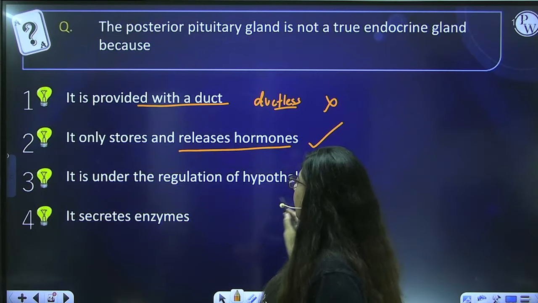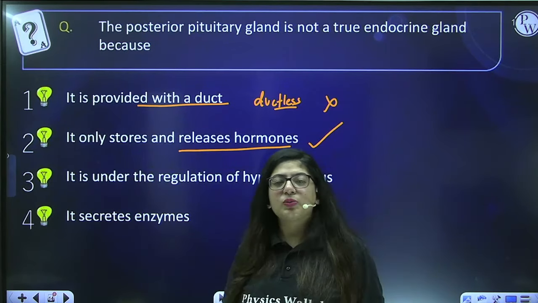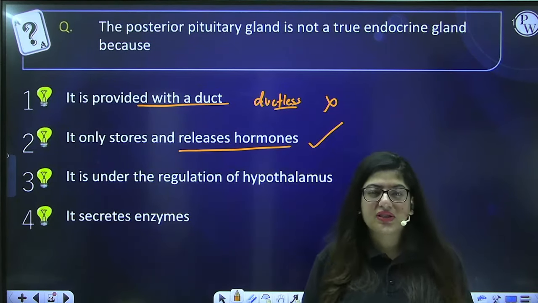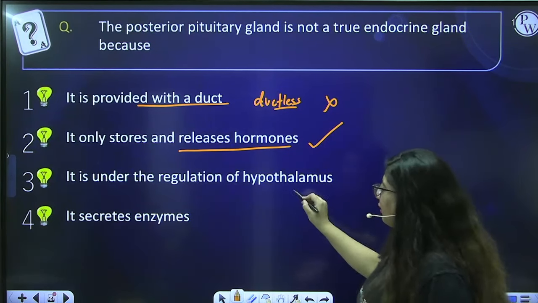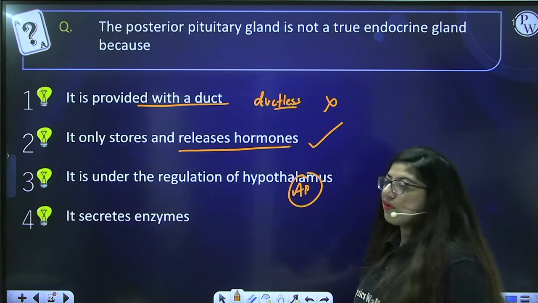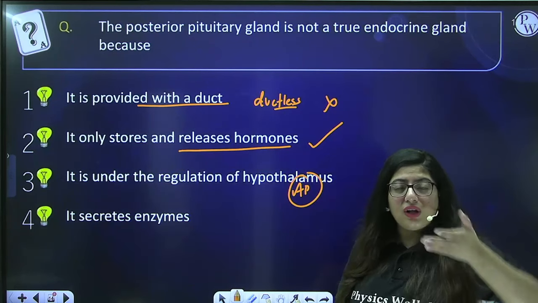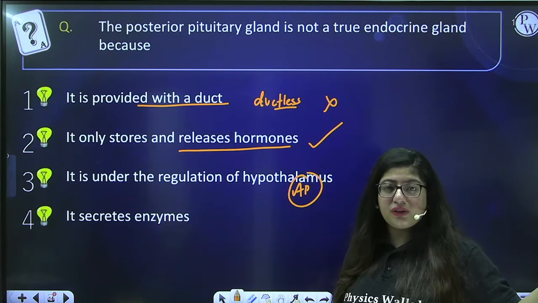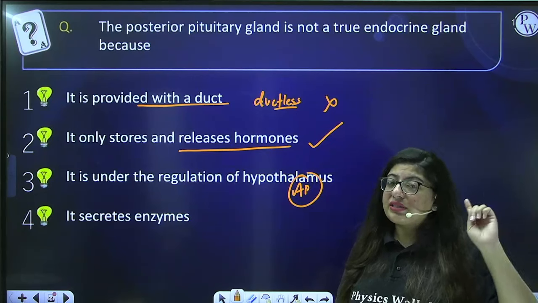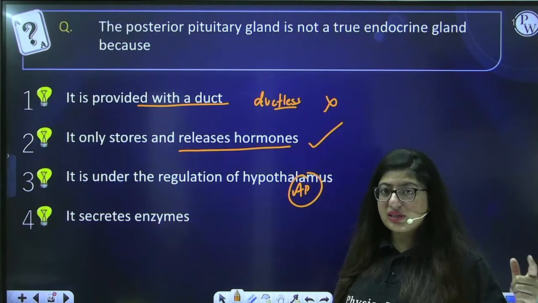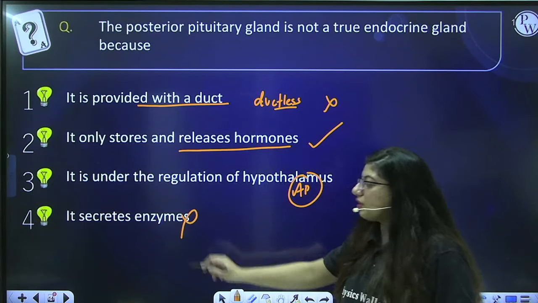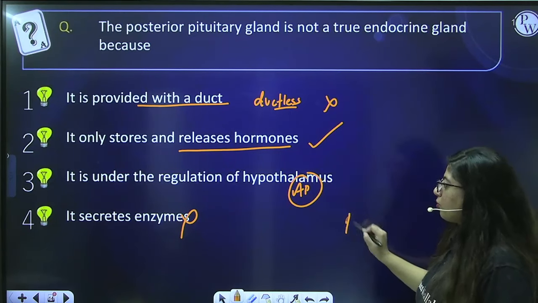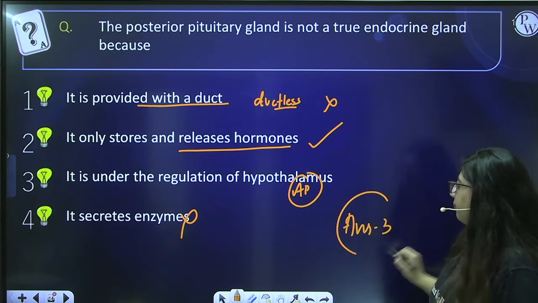Second, it is under the regulation of hypothalamus. So you must be thinking, ma'am, this is true, why not this is the answer? Because anterior pituitary is also under the control of hypothalamus. So can we call that also not a true endocrine gland? No, it's a true endocrine gland because it produces its own hormones. But it does not secrete enzyme, it secretes hormones. So answer is 3. Next.